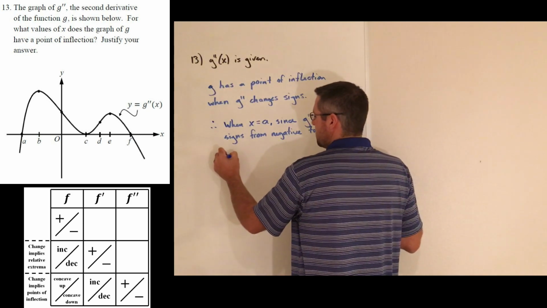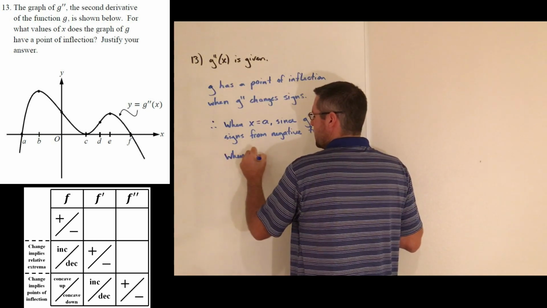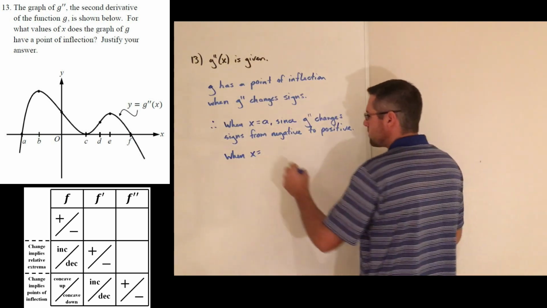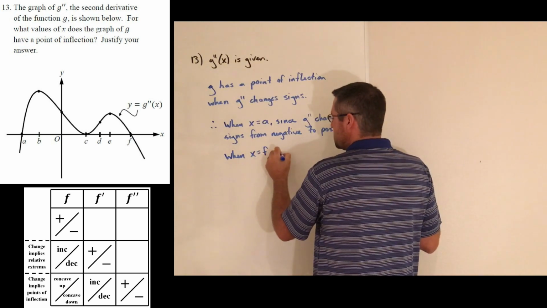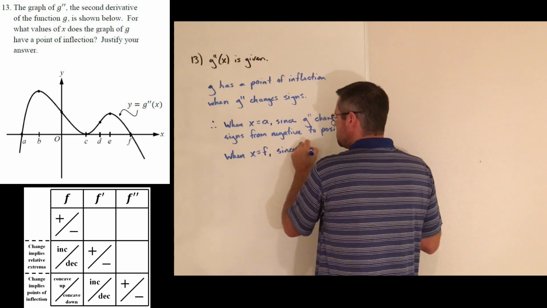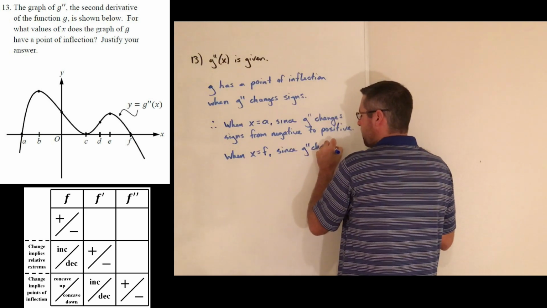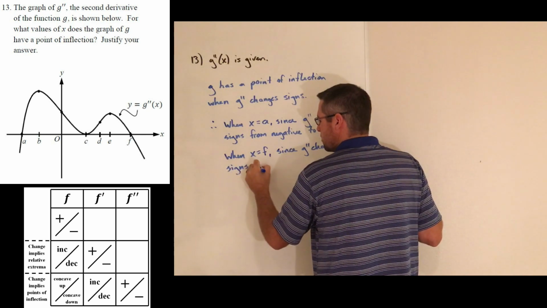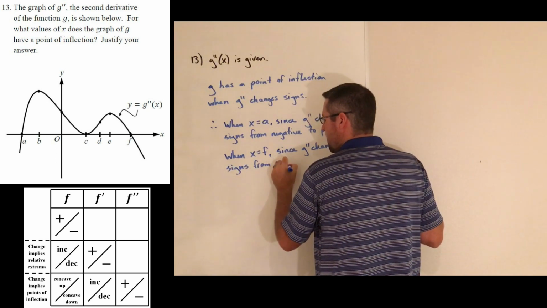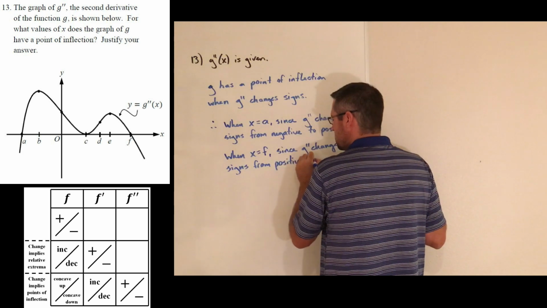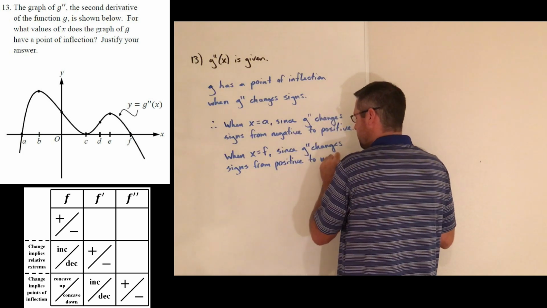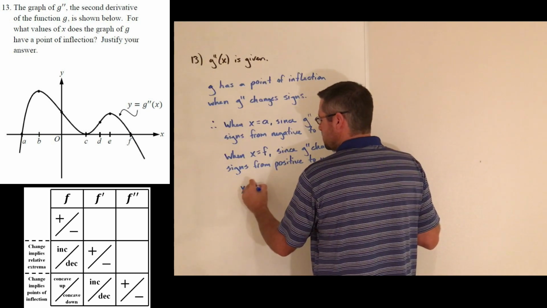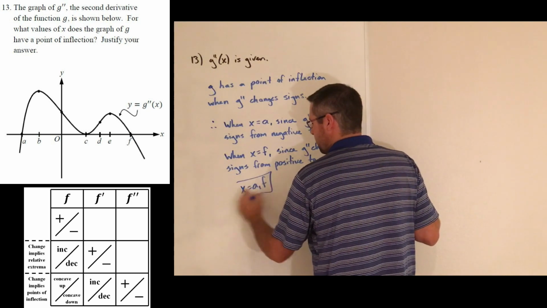And then we also have another one when x equals f. When x equals f, since g double prime changes signs from positive to negative. Okay, and so our final answers are when x equals a and f.